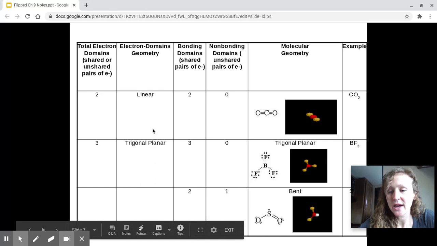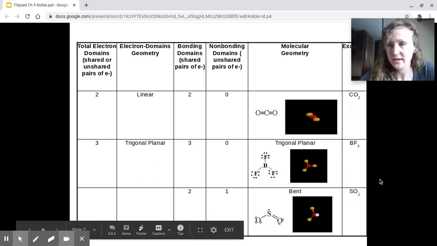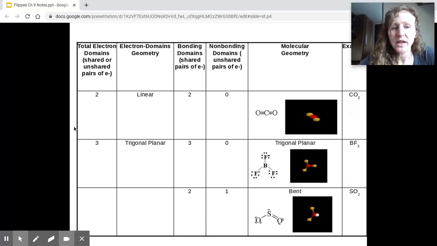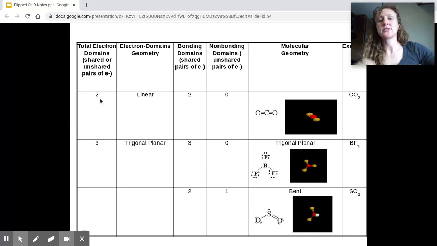This table really summarizes everything we just talked about. We have 2 total electron domains. That's talking about those regions of repulsion, and those regions of repulsion can be a single bond, a double bond, a triple bond, or a lone pair. So with 2 electron domains, it's going to be linear. You'll have 2 bonding and no non-bonding. Our example there is carbon dioxide, and these used to spin, but they don't spin anymore.